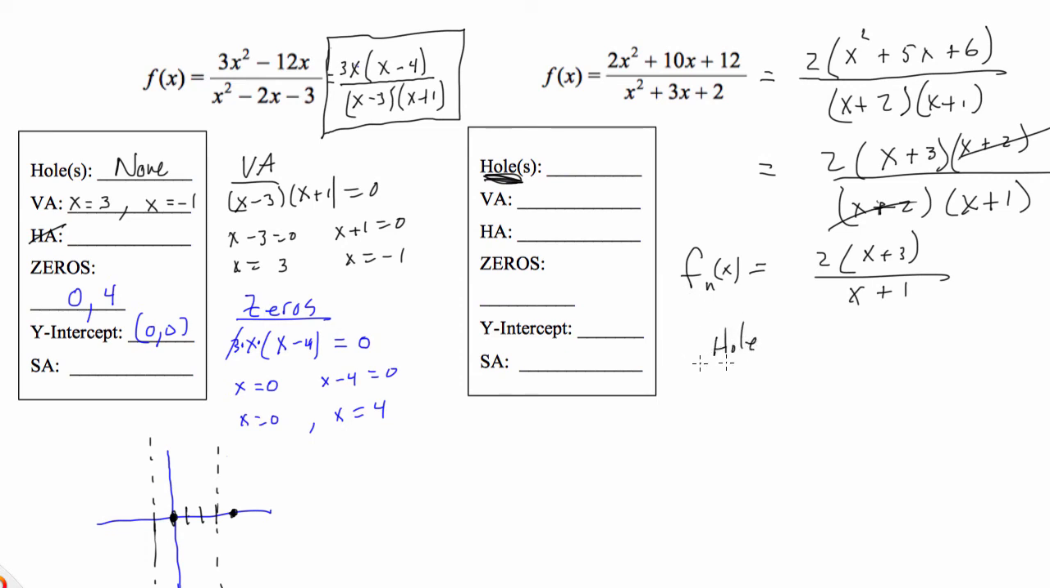And again, the x value of the hole is found by setting the factor that you canceled equal to 0. And we get x is -2. So then I come up here and say -2 is the x value. Now we have to find the y value, and just plug that -2 right back into that function.